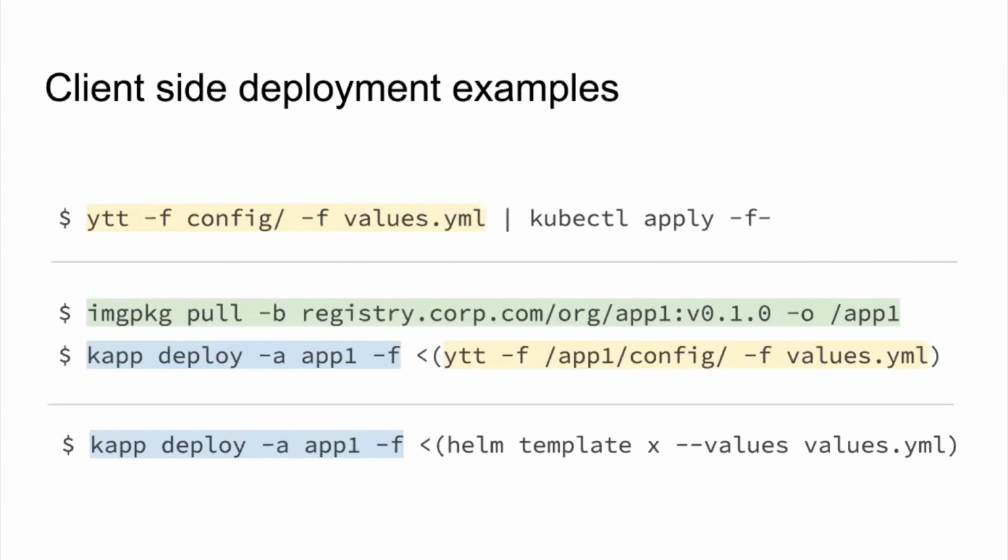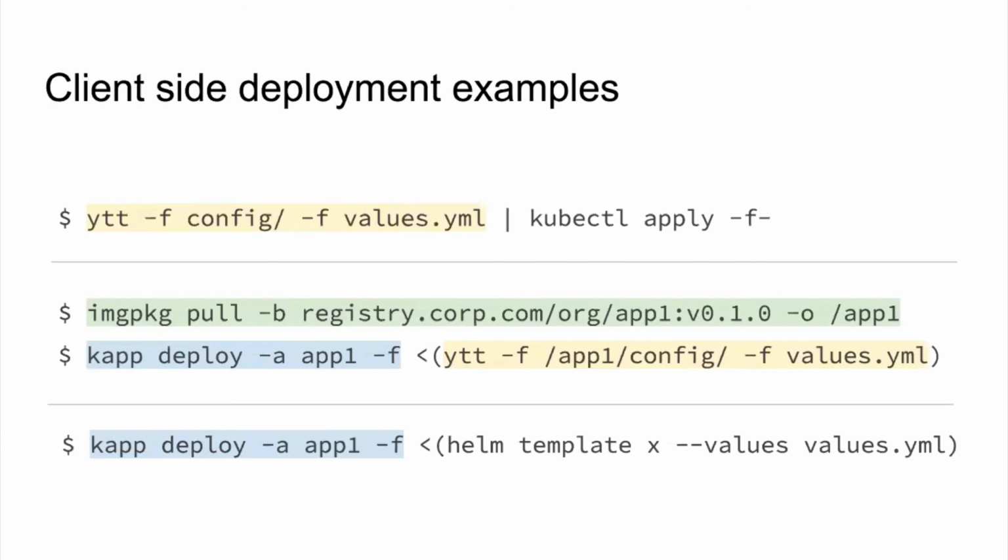So these are some client-side deployment examples if you're using CLIs. In the first example, we use YTT for templating, and then kubectl for deploying it. In the second example, we use all of the tools that we've showcased here. So we use imgpkg to pull down a bundle, and then use YTT to template it with the appropriate data values, and then use kapp to deploy. And then in the final example, we continue to use Helm to template maybe some third-party software that is shipped with Helm templates, and then use kapp to deploy.